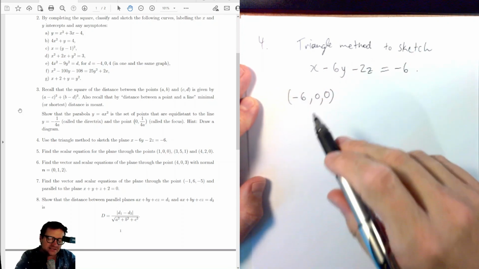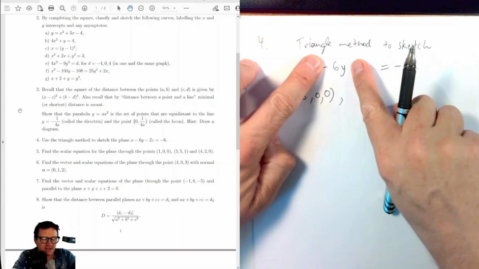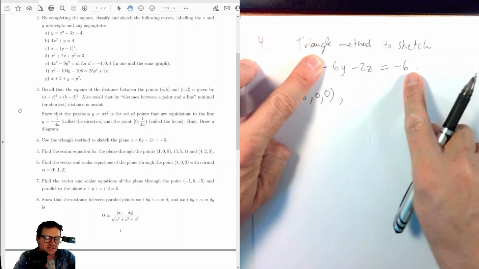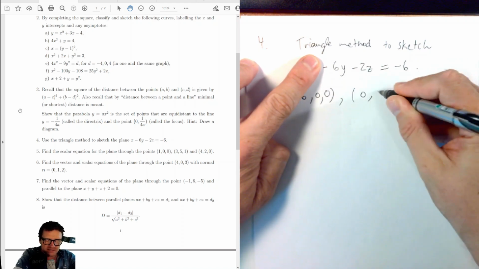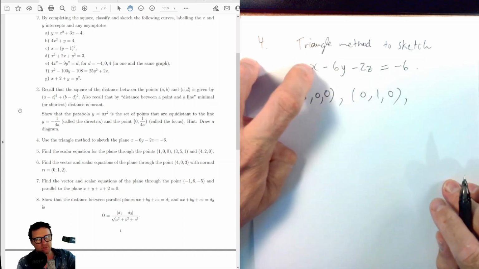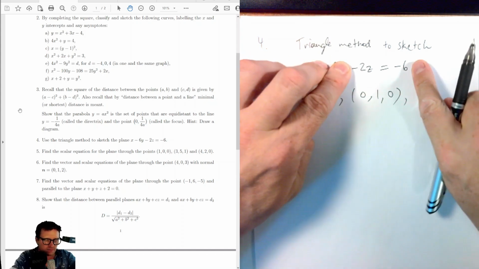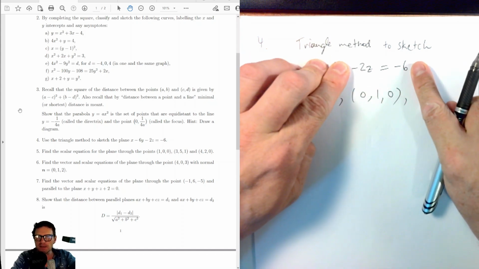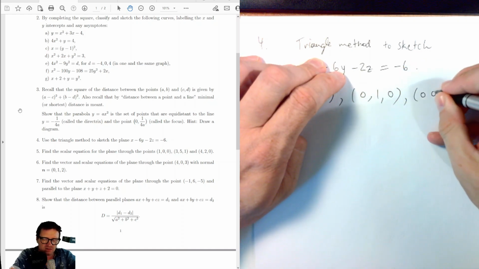Okay, now when x is equal to 0 and z is equal to 0, then we're just looking at this. Minus 6y equals minus 6. Well, clearly that gives us y is 1. So we have another point, 0, 1, 0. And then finally, when these two are 0, dividing that equation by minus 2 gives us z is equal to 3. So we have 0, 0, 3.